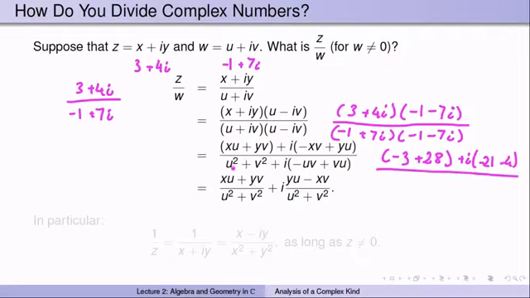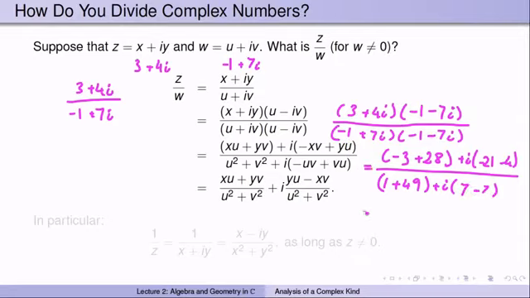And what happens in the denominator? I have a u squared plus v squared, so I'm just going to multiply this through here. -1 times -1 is 1, and I have a 7 times a -7, that's -49, but I'm going to make that a plus, so plus 49. And then I get plus i times -1 times -7, that is 7, and 7 times -1 is -7.